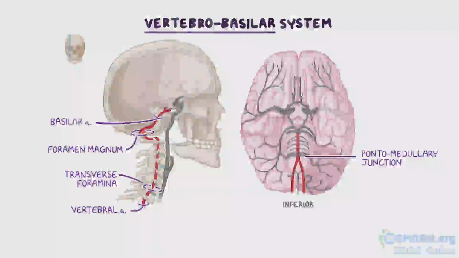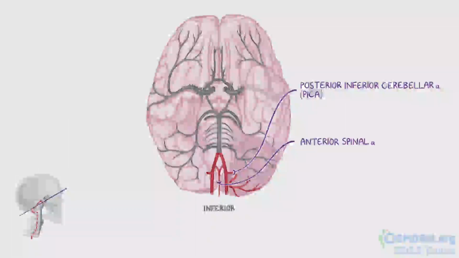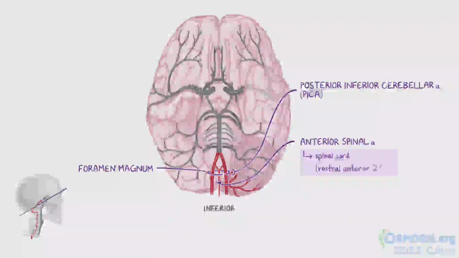Now, before the two vertebral arteries merge, they give off two important branches, the anterior spinal artery and the posterior inferior cerebellar artery. The anterior spinal artery is formed by two separate branches of the vertebral artery, which travel inferiorly and medially and subsequently form the singular anterior spinal artery at the level of the foramen magnum. The anterior spinal artery then courses in the anterior median aspect of the spinal cord, supplying its rostral anterior 2/3.